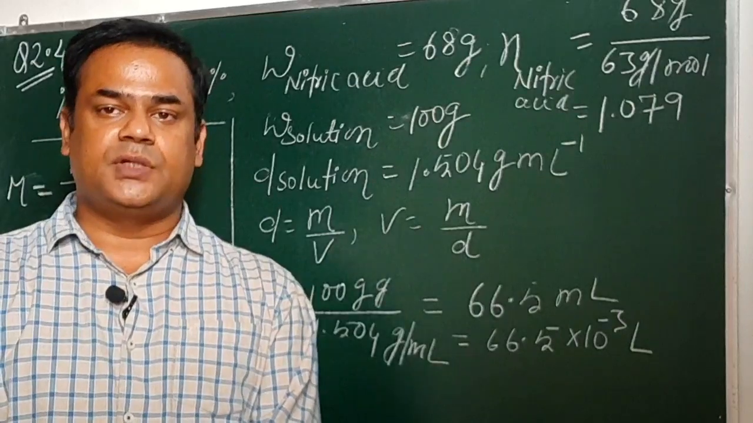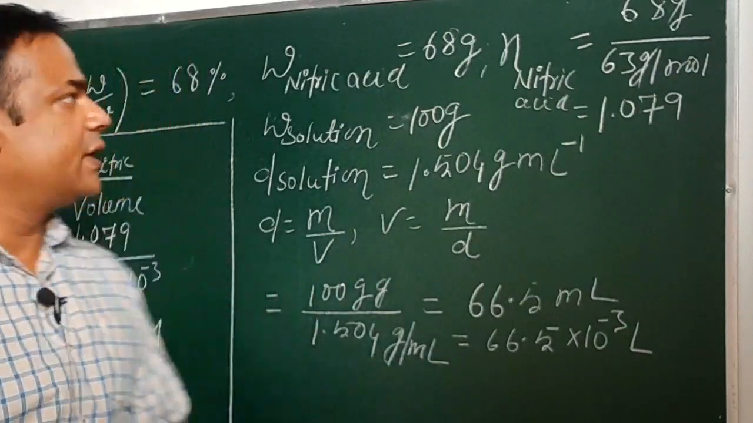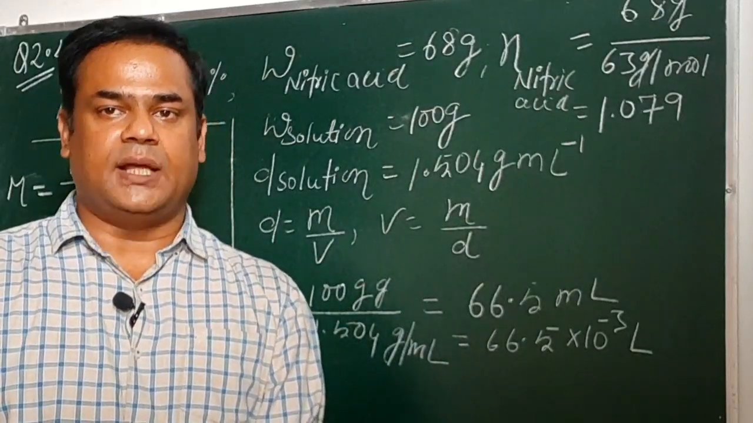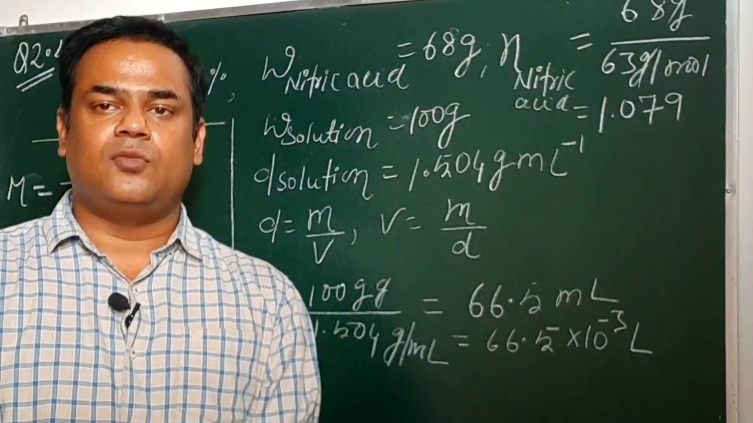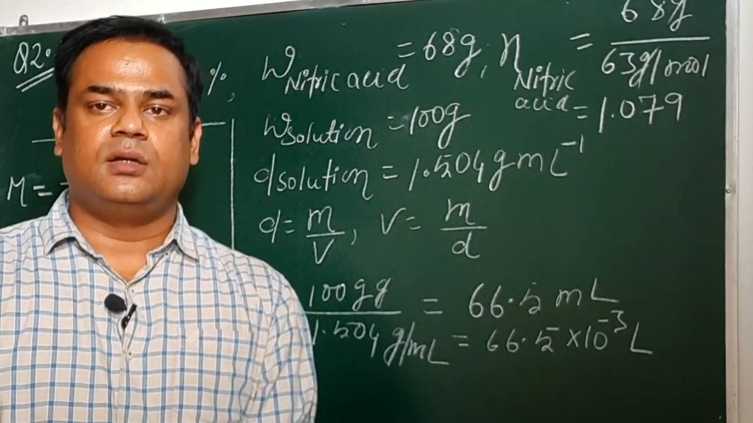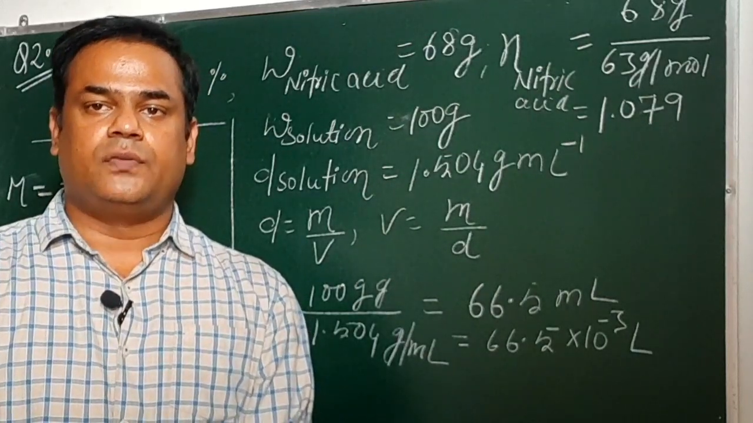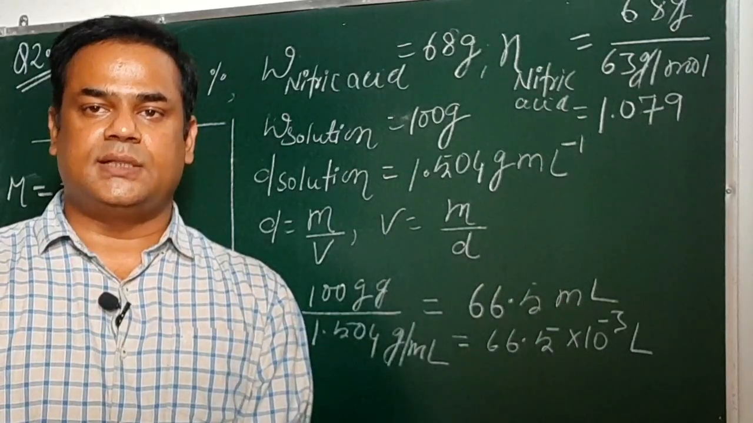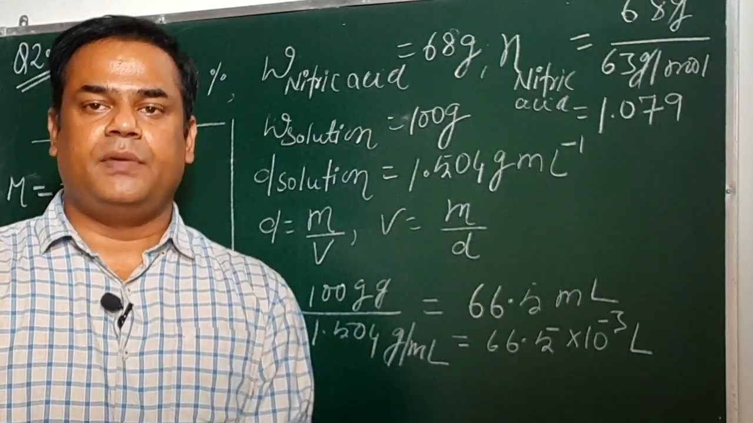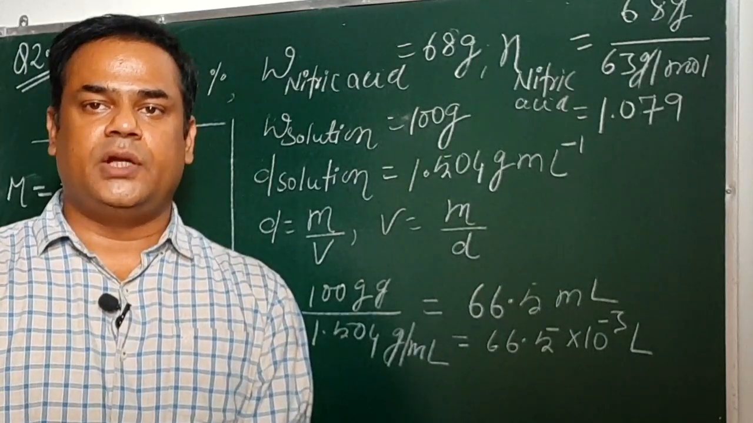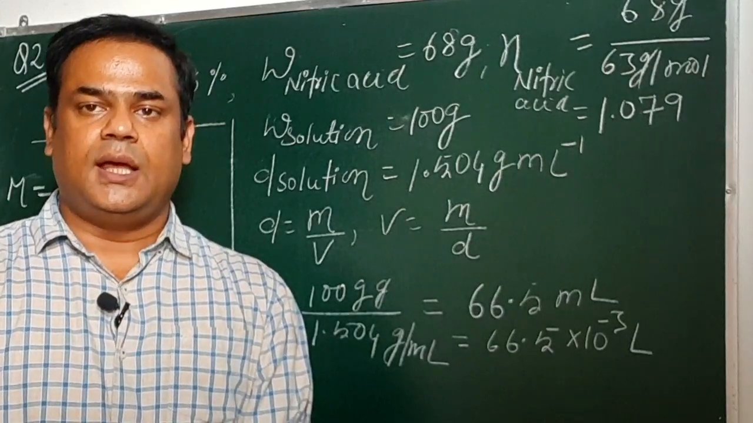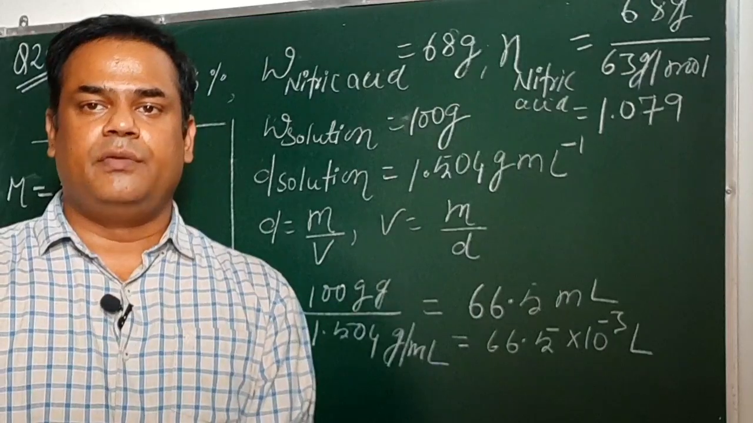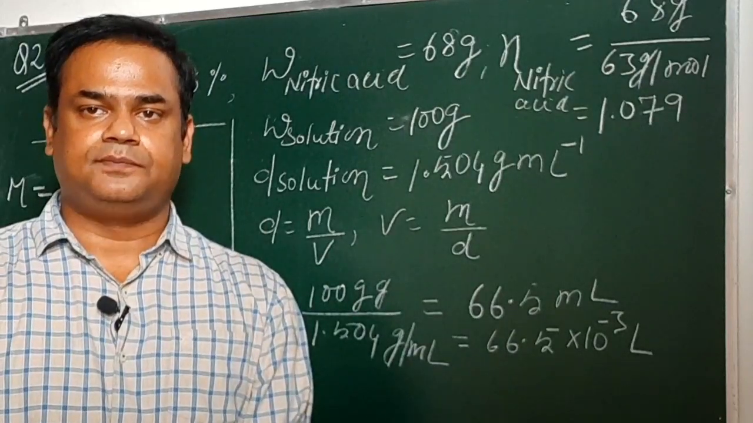In this question, we have 68% nitric acid solution, and we have to express this in terms of molarity. We know that molarity is the number of moles present in 1 liter of solution. So first, with the help of the given information, we will calculate the number of moles of nitric acid. Then we will calculate the total volume of solution. When we divide the number of moles by the volume of solution, we will get the molarity of the solution.